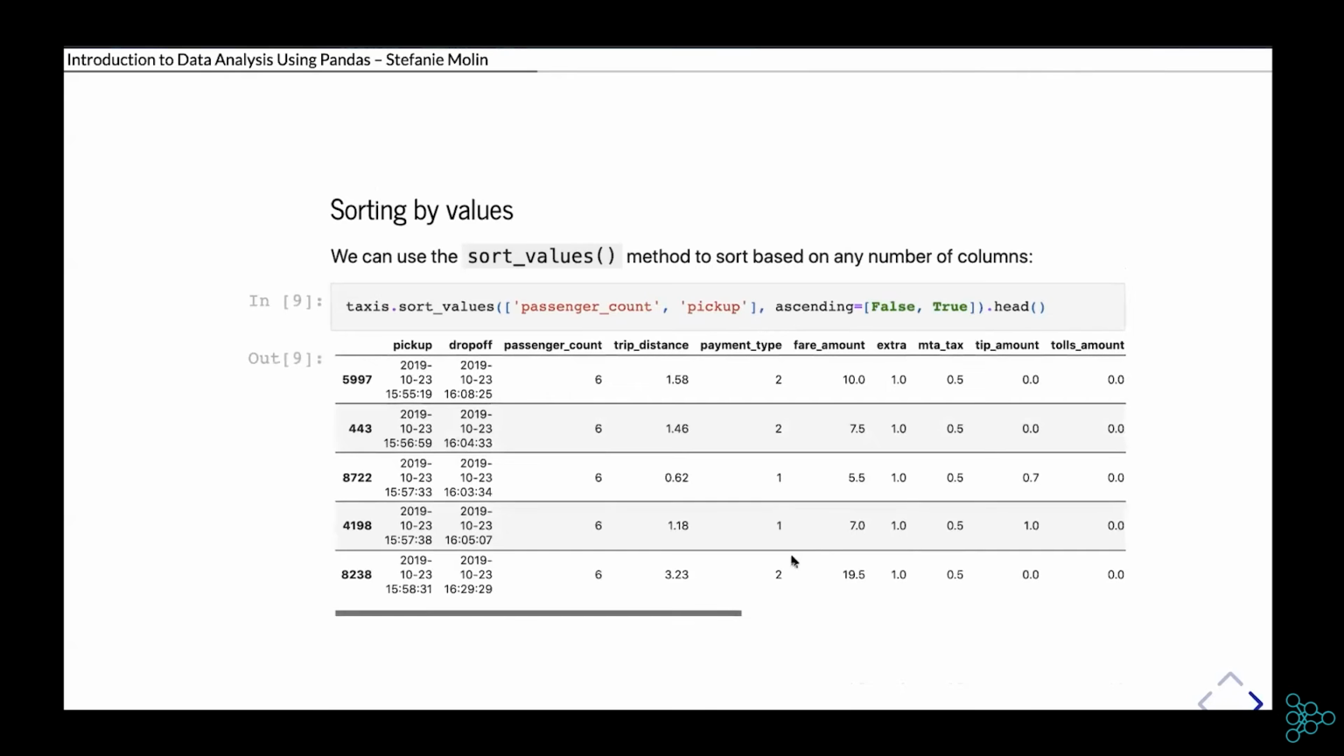So now we're going to take a look at sorting. You can use the sort values method to sort your data by multiple columns and multiple directions. Here's an example where we're sorting on passenger count in descending order, and then breaking ties by pickup time in ascending order. The most that these taxis in the data set could fit was 6 people, so that's why all these have 6. And then we're breaking ties with the earliest pickup time, which is this one right here.